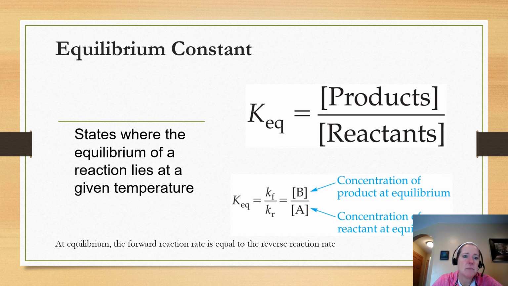Equilibrium constants. These state where the equilibrium of a reaction lies at a given temperature. Know that Keq equals the products over the reactants. We put the concentration of the products at equilibrium on the top and the concentration of the reactants at equilibrium on the bottom. At equilibrium, the forward reaction rate is equal to the reverse reaction rate. That's important to know as well.